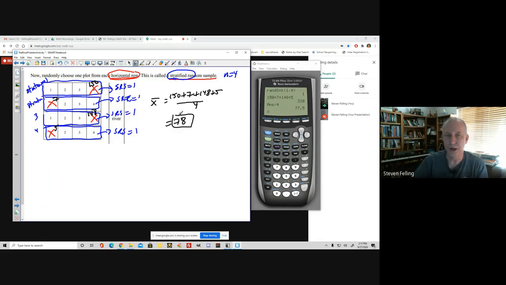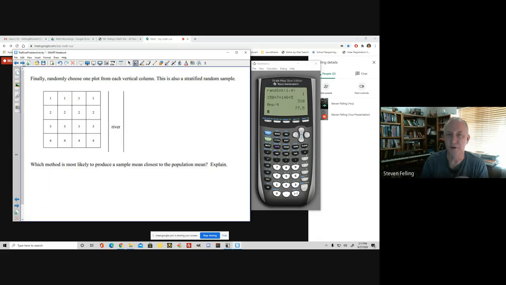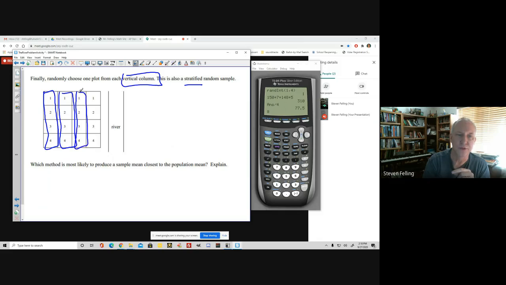And then we'll do it one more time, and this is also going to be a stratified random sample, but this time I want to stratify based on the column. So we're going to divide this into groups by column this time. These will be the strata, the groups. And I'm going to take an SRS out of each column, so I'll pick 1 out of each. Let me do the same thing. I'll just run that random number generator again.